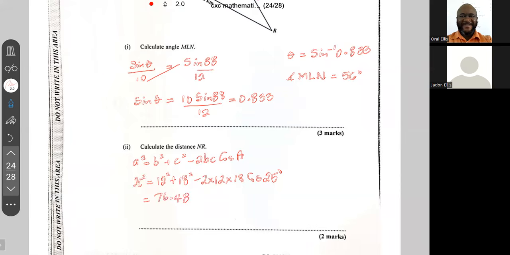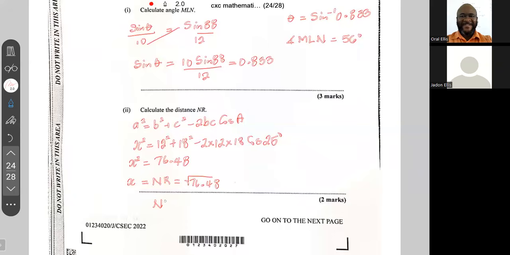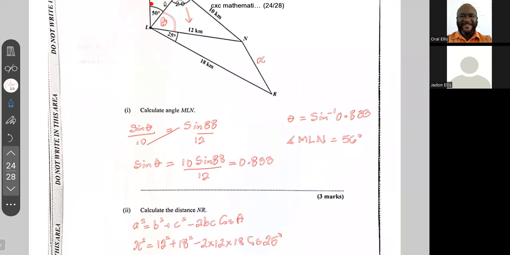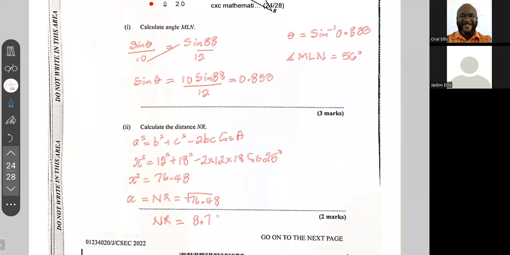The opposite of square is square root. So X, which is NR, is equal to the square root of 76.48. So NR is 8.7. Let's work with 8.7. We could say 8.75. All right, let's say 8.75 for now. 8.75 kilometers. NR is 8.75 kilometers.